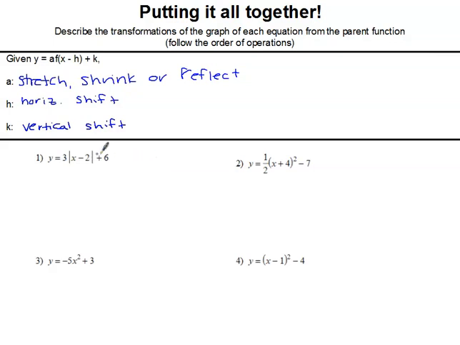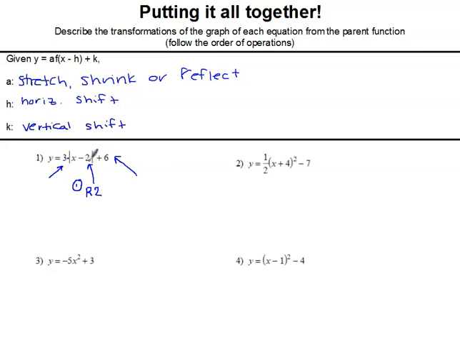So in number 1, I've got 3 numbers to work with. I've got a 3 that's multiplying, a 2 that's being subtracted, and a 6. Well, how we go about this is we work our way from the inside out. We're going to follow the order of operations. So I start within any grouping symbols first, inside this x minus 2. So the very first transformation I write is the shift to the right 2.